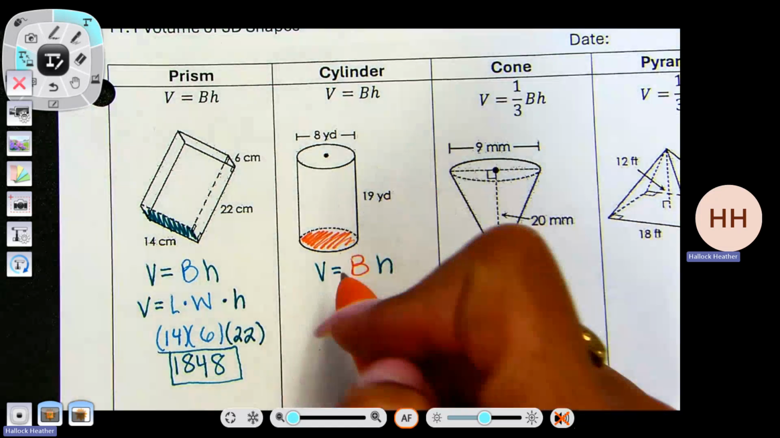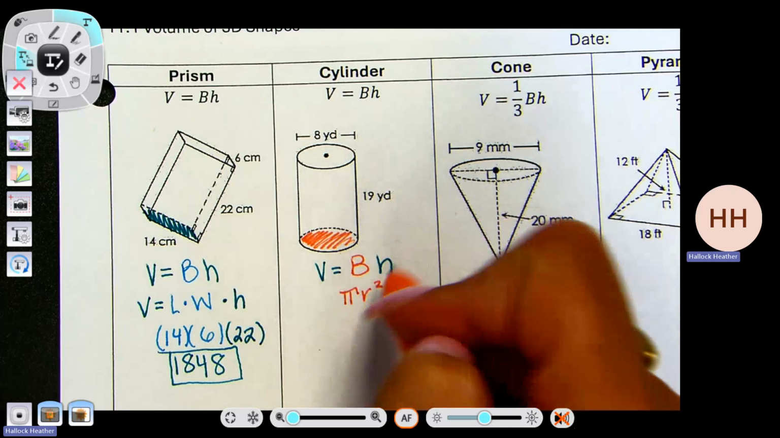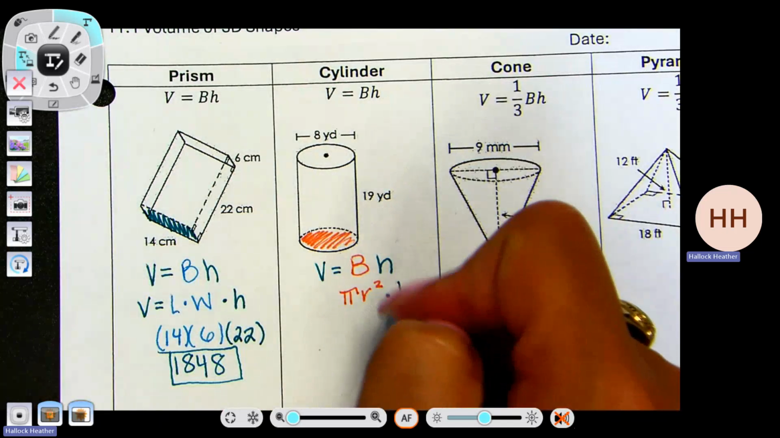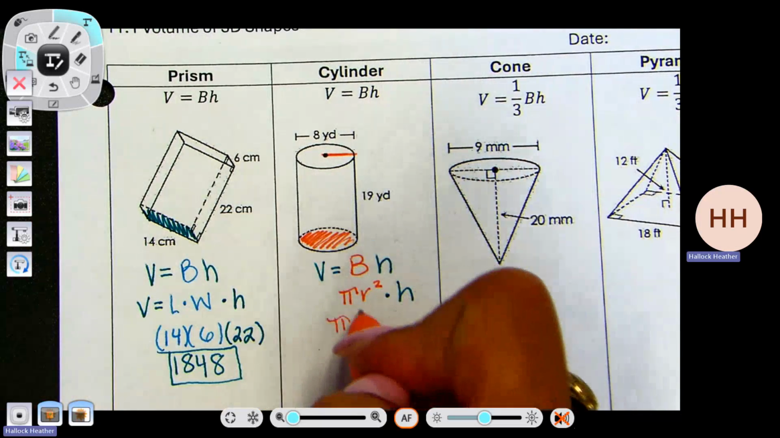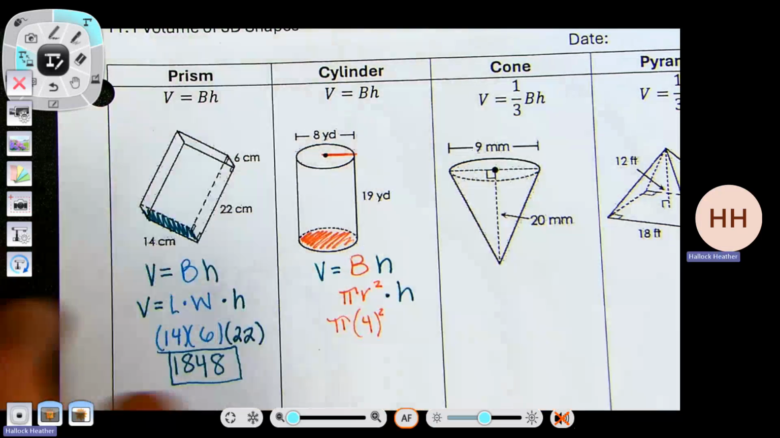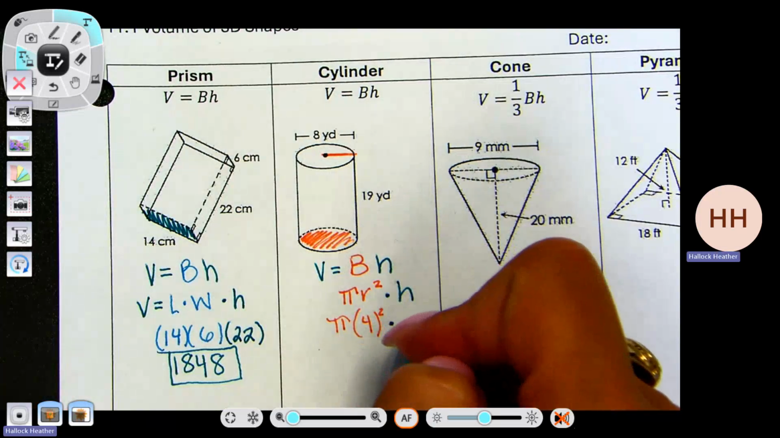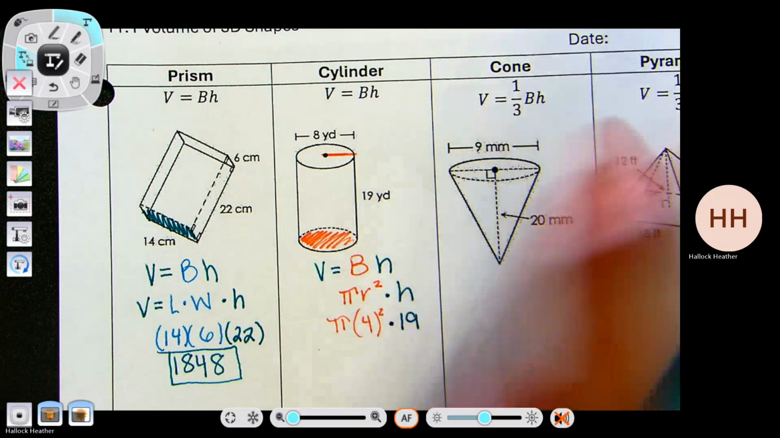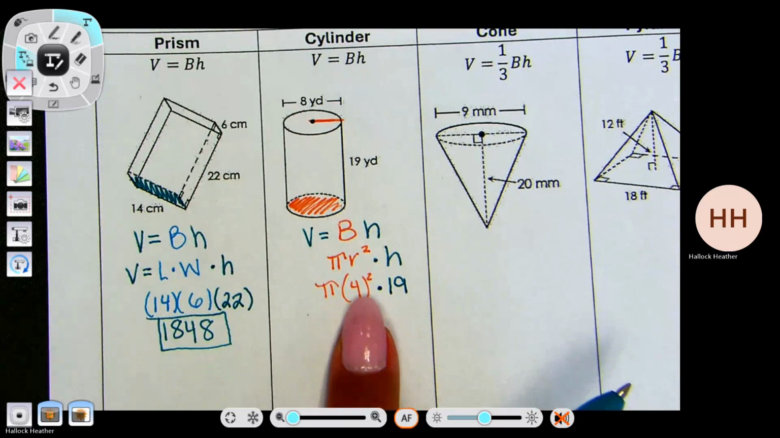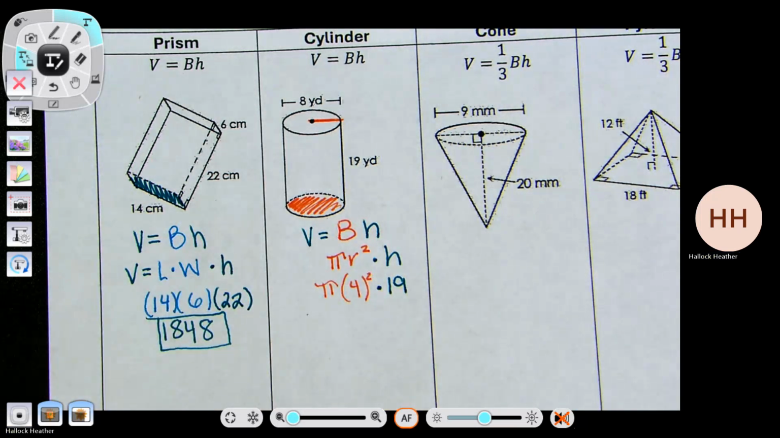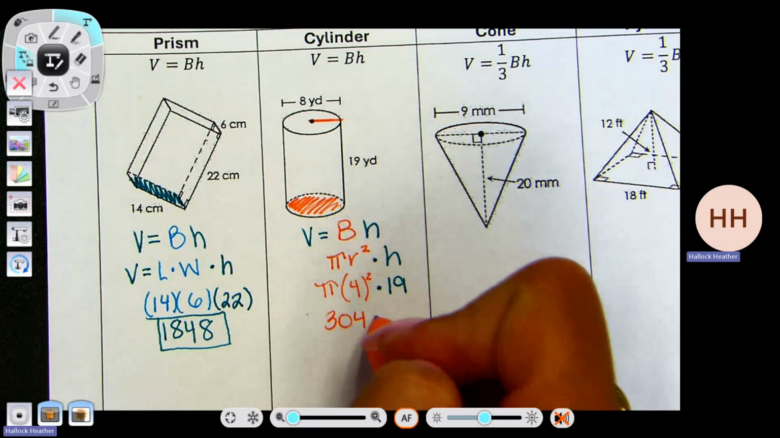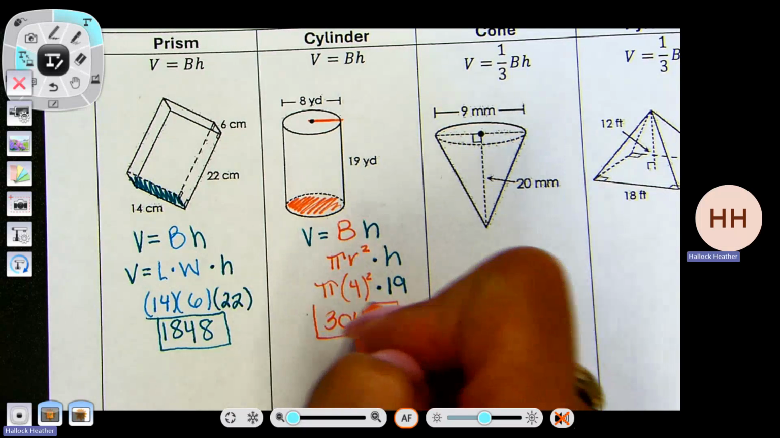So I'm going to plug in pi r squared, and I'm basically multiplying by the height of the actual shape. So what's my radius to my base? 4. So we're going to do pi times 4 squared times my height. And then you just need to do PEMDAS first. So we have to do 4 squared first. 16. 16 times 19 is how much? 304. So you have 304 pi. If it wants it in terms of pi, that's the answer.